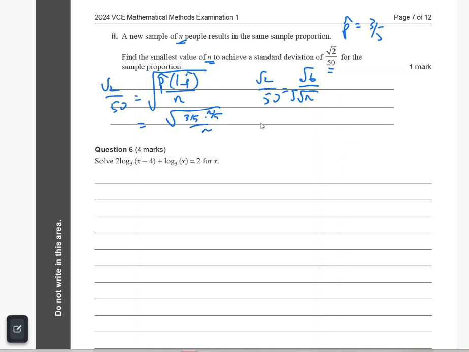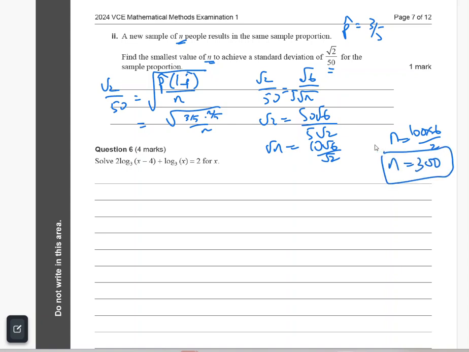So root n equals 50 root 6 on 5 root 2. Root n equals 10 root 6 on root 2. So that n equals 100 times 6 on 2, n equals 300. Solving for n.